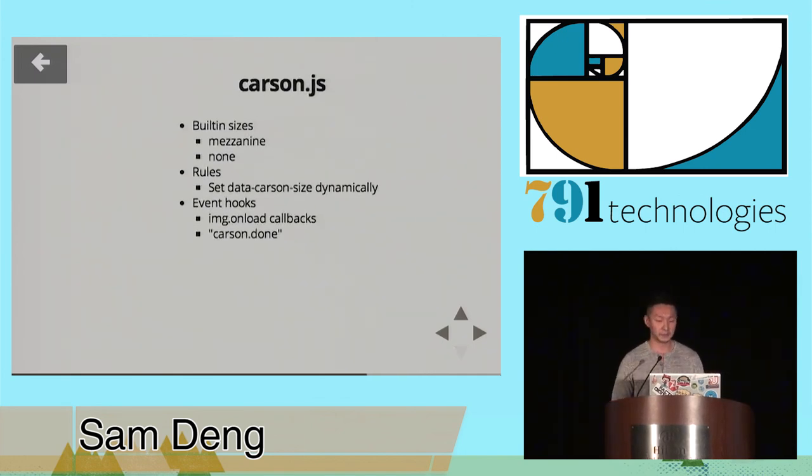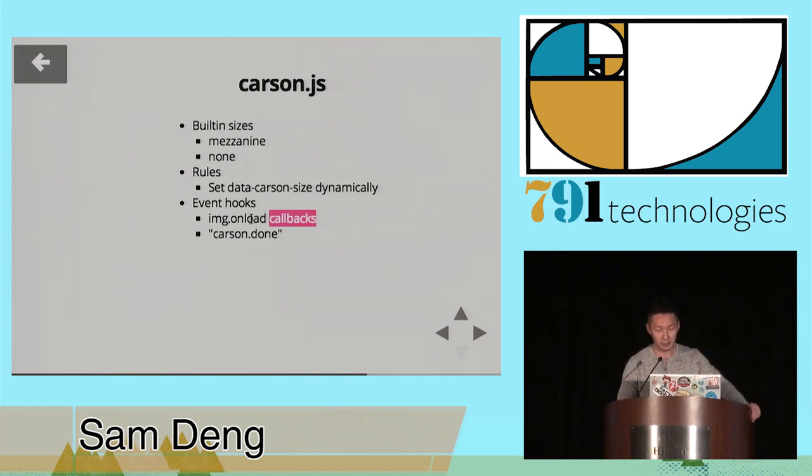Some other features that are in here. There are two built-in sizes, so that mezzanine is the source size, and none is just, I don't want to serve this image at all, because I want to save bandwidth. Rules: sometimes it's useful to determine the size of your image in data-carson-size dynamically at runtime. So you can do that with a callback. It's just a function that you can supply to do that, maybe based on some user agent detection or capability detection.